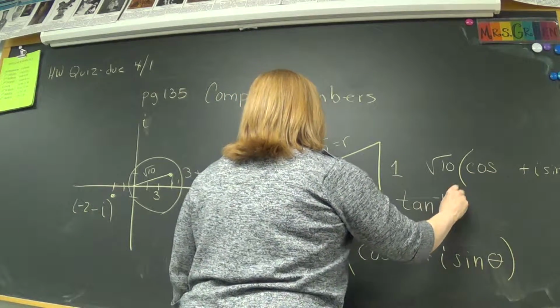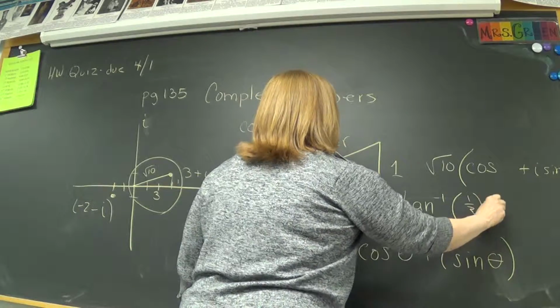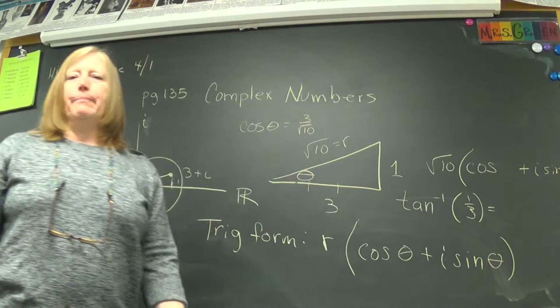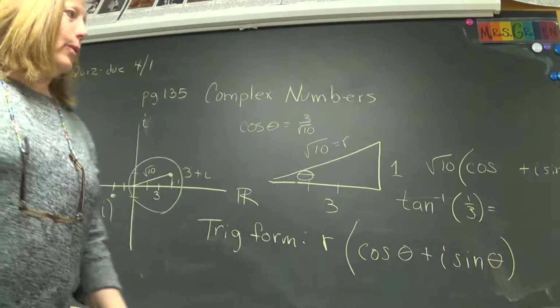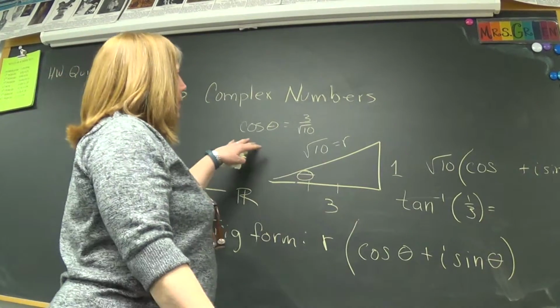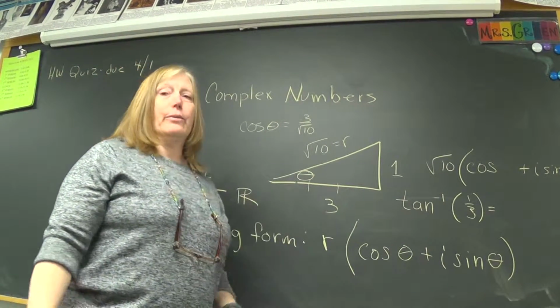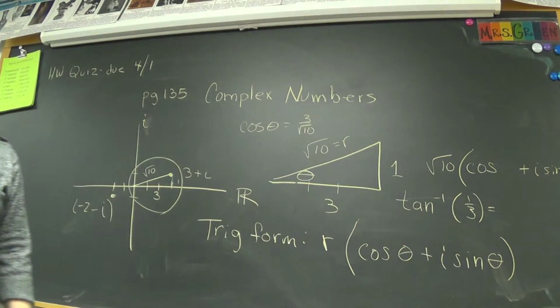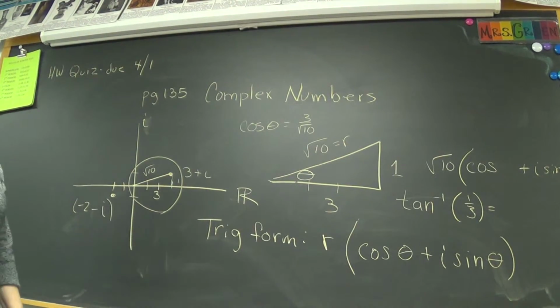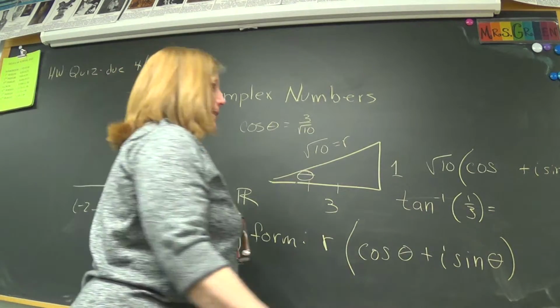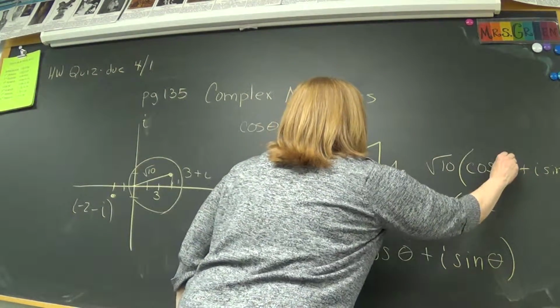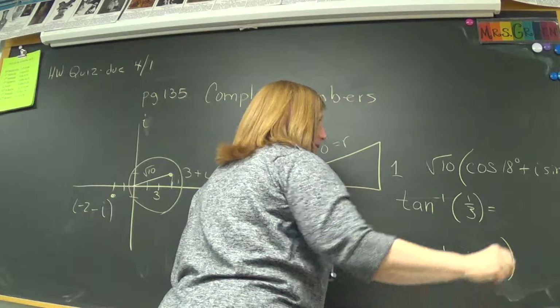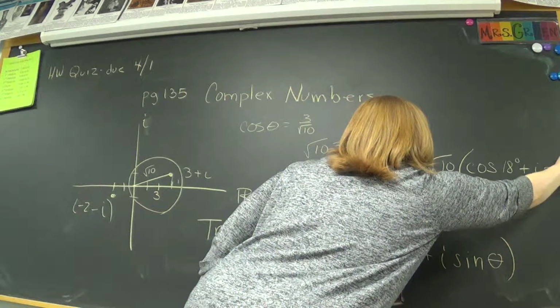So tan inverse of 1 over 3, and that's where I need your help. So tan inverse of 1 over 3, or Allie, you do cosine inverse of 3 over square root of 10. I did both. Yeah, I did both. They're both 18? 18.4. Never mind, Allie, we got it. So 18 degrees goes here, and 18 degrees goes there.